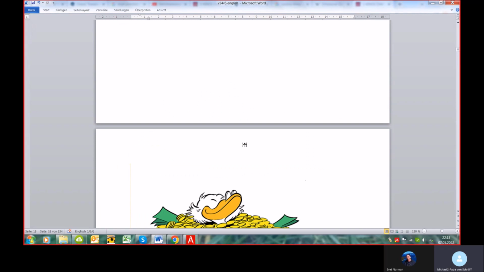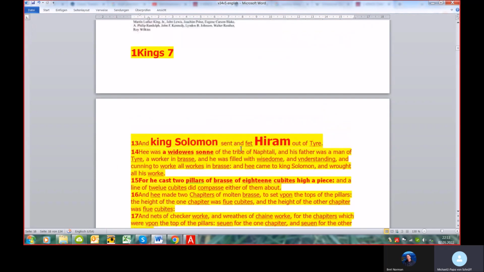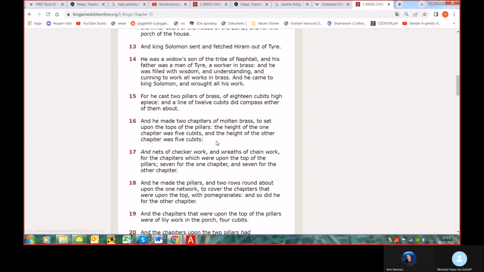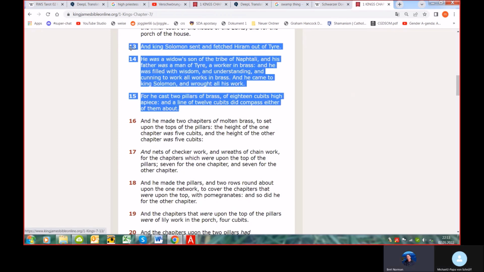But so, when you look upon 1 Kings 7, then you got the verses which are really important. We are talking about his own house, of course. The verses 13, 14 and 15. I will highlight that for you. Okay, and I'll read it.